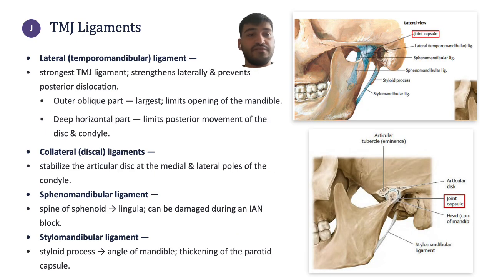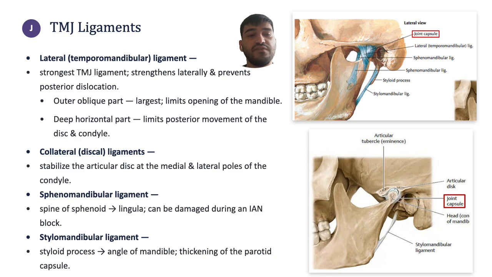So we have the ligaments of the TMJ. We have the lateral temporomandibular ligament, which is the strongest. It strengthens laterally and prevents posterior dislocation. It has an outer oblique part and a deep horizontal part. The outer oblique part is the largest, and it limits the opening of the mandible. So this is the outer oblique part of the lateral temporomandibular ligament, limiting the opening of the mandible.